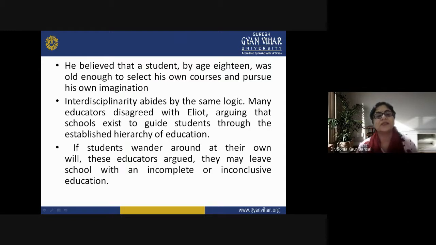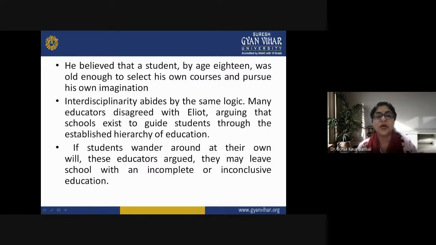Many educators disagreed with Eliot from this point of view, arguing that schools exist to guide students through the established hierarchy, that schools are going to guide them. This is the work of school. Why do they exist then? If the student has to do so much hard work, put lots of hard work on his imagination and his appropriate experiences. So many argued and disagreed with Eliot.